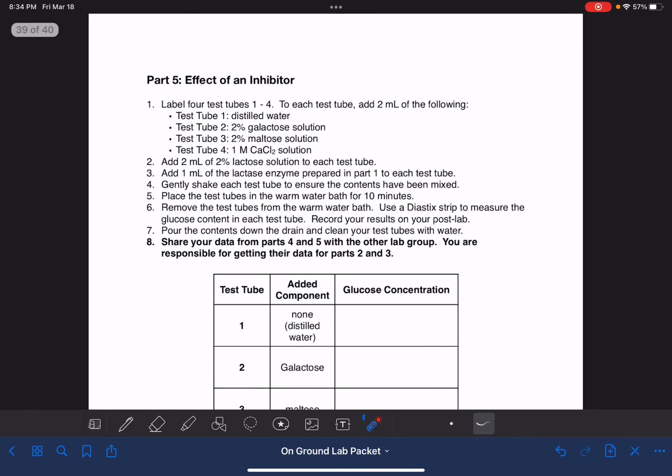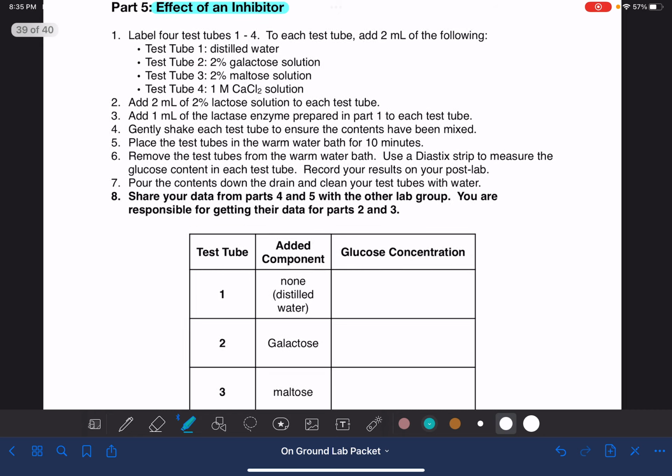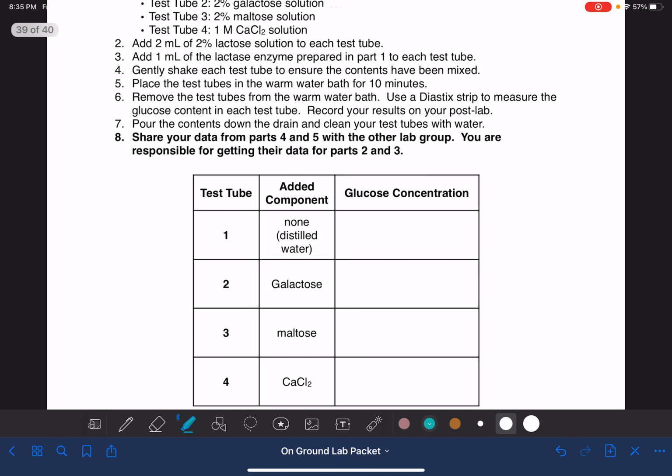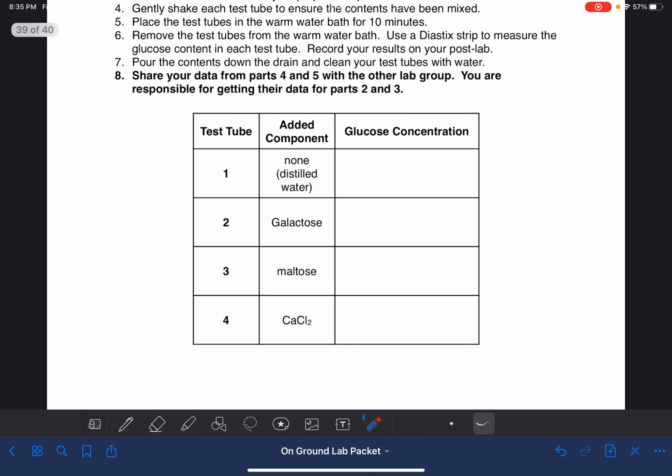And then, last but not least, we're going to be looking at the effect of a few different substances that have the potential to be an inhibitor of the lactase enzyme. You'll be, again, working with just the lactose solution. You have 4 different test tubes. One of them is the control, and this we would expect to have the highest glucose concentration. And then we've got these 3 substances that all have the potential to be inhibitors.